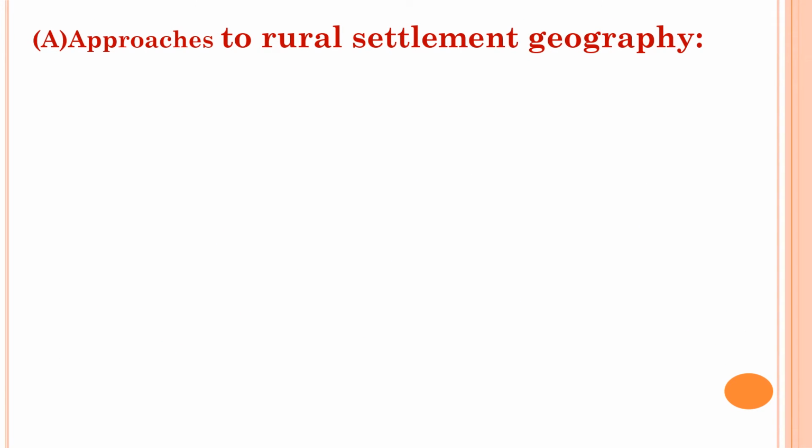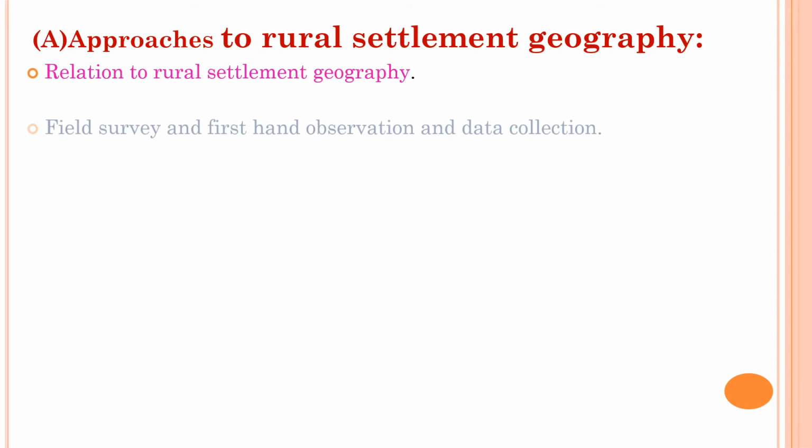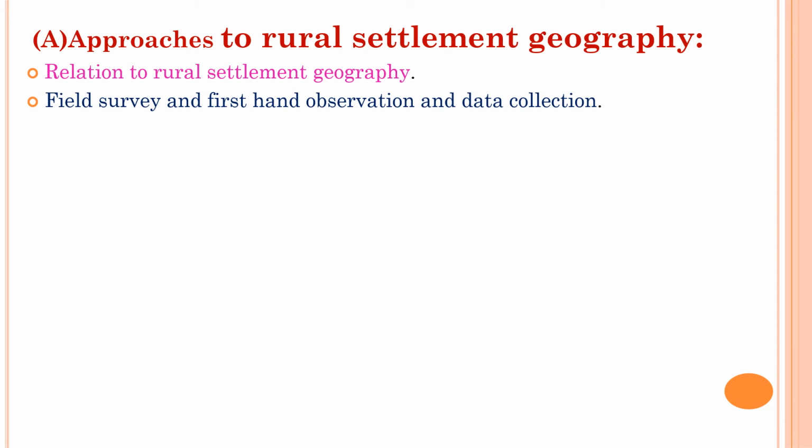Approaches to rural settlement geography. These are related to rural settlement geography, and this approach will be studied from settlement geography. Then field survey, a very important thing. Field survey means first-hand observation and data collection, which is very important.